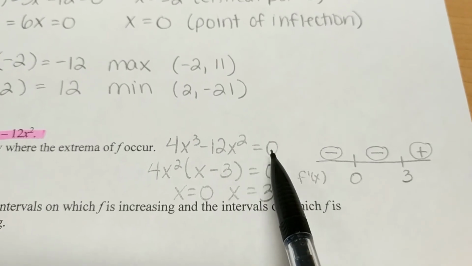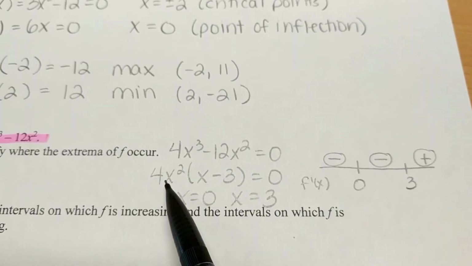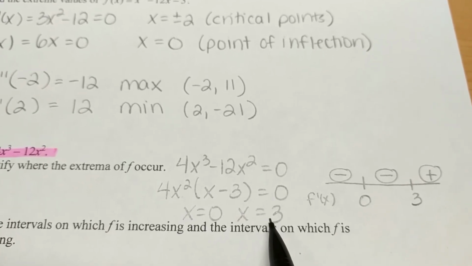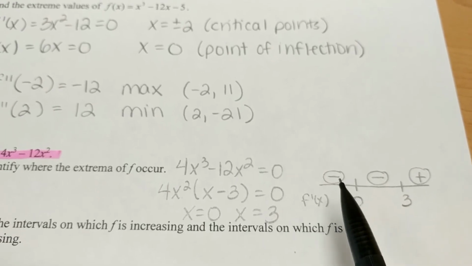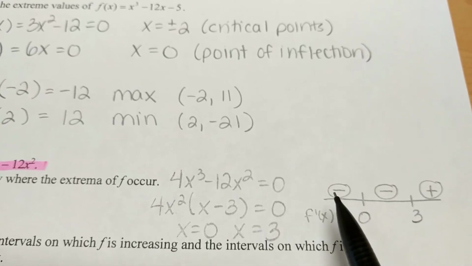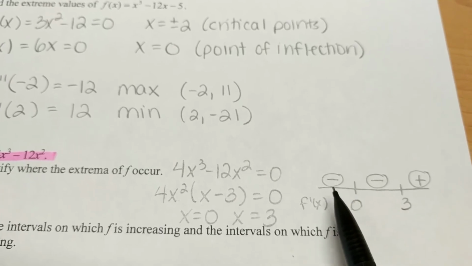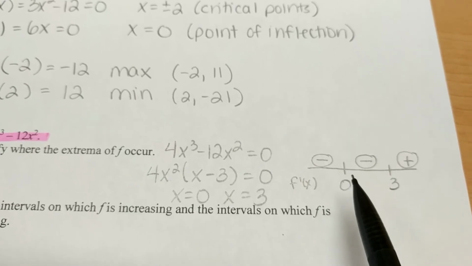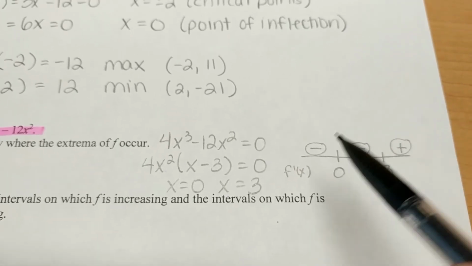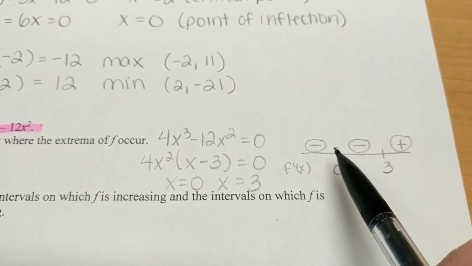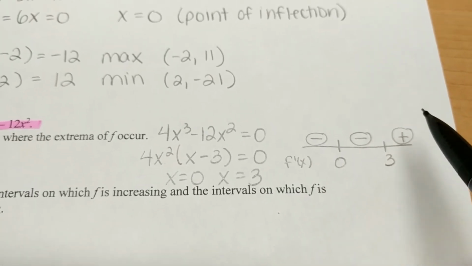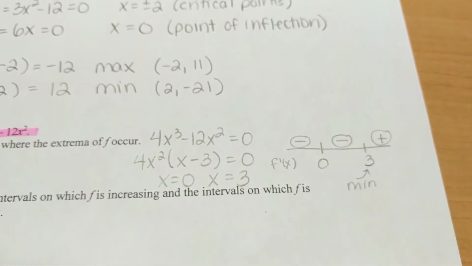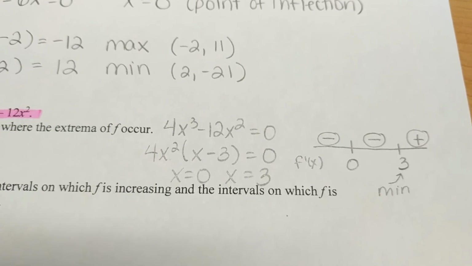So I set the derivative equal to 0, and I factored out a 4x squared, and I found that x equals 0 and x equals 3 were my two critical points. But then when I did my sign chart, I noticed something that I haven't seen before. I got negative, negative, positive. It didn't change signs here. So I have a critical point, but it did not result in an extreme value. I don't have a max or a min. It just kind of flattened out. So it was negative, flattened out, negative, then back to positive. So the only thing I do know is there's a min at x equals 3. I don't know the y value because I don't have a function.